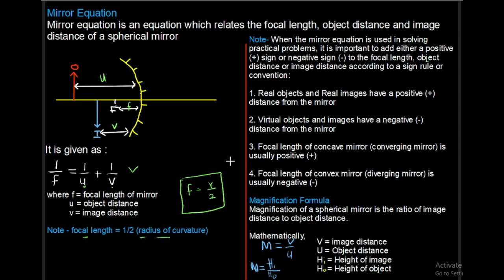Now we are going to look at some practical examples. Let's solve some questions and then we'll see how this mirror equation alongside the sine rule and even the magnification formula is applied. Now in this question here, they said a man stands 50 cm from a concave mirror with radius of curvature 10 cm. Find the position of the image and magnification.